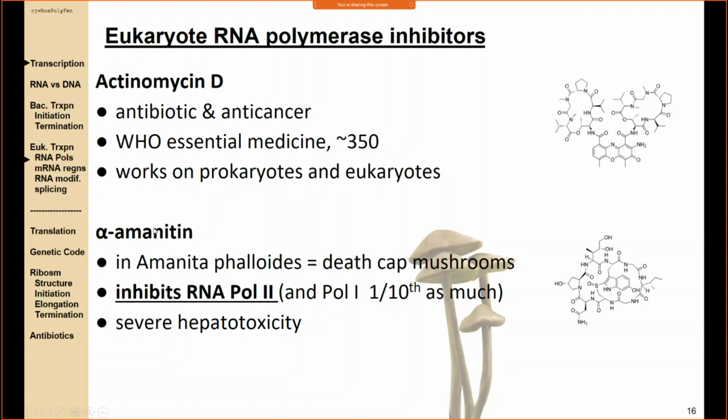Alpha amanitin is in death cap mushrooms, and it inhibits RNA polymerase 2. And so some of these, since the polymerases have structural similarity, can cross-react. So for example, this also has about 1/10 as much effect on RNA polymerase 1. And it can cause liver damage.